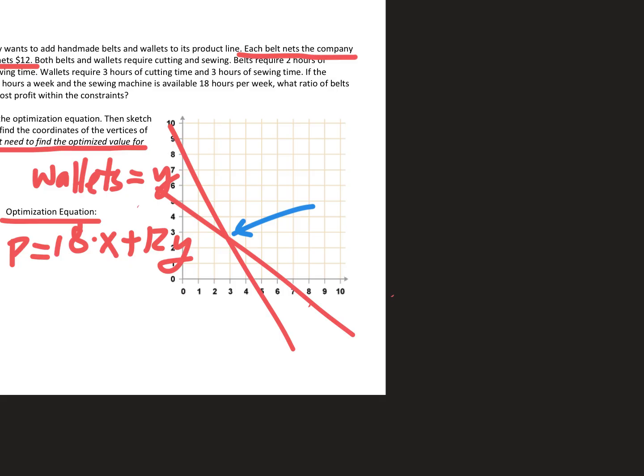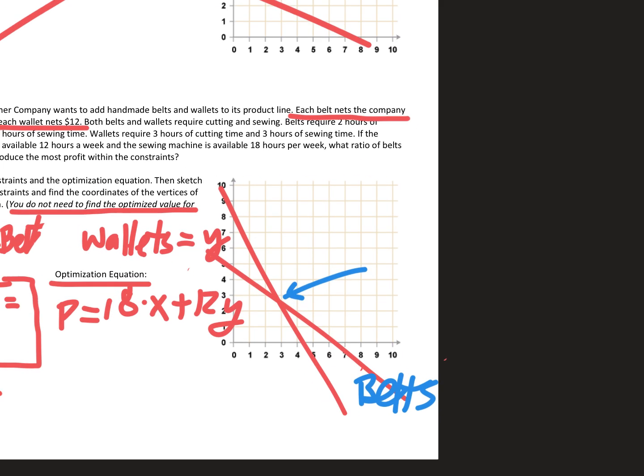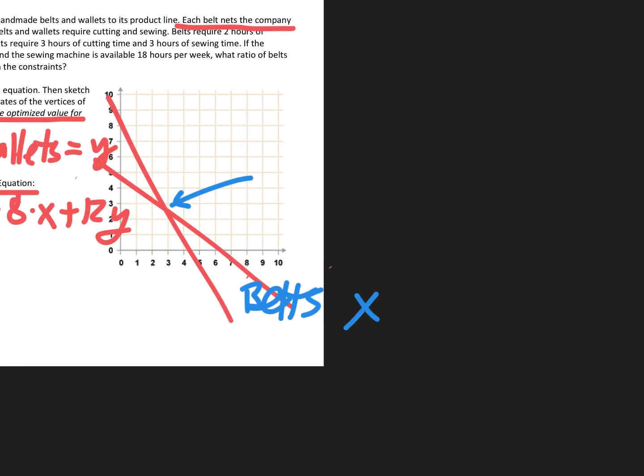Yes, question? On like the answer key, it says like that there's like a y is greater than or equal to 0 and x is greater than or equal to 0. Do we have to add that in there? Good question. In the real world, this is about belts and wallets, right? Do you get that you can't have a negative number of belts? So that's saying that x, which is belts, has to stay bigger or equal to 0. Yes, those are required equations.